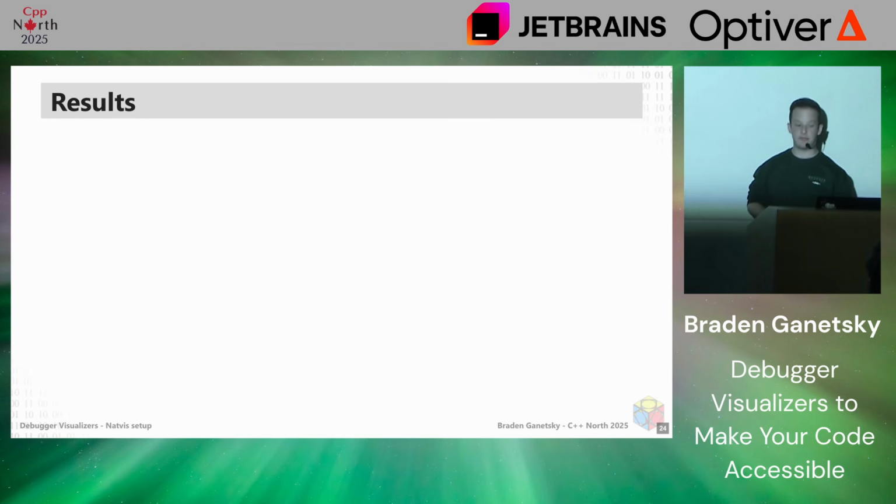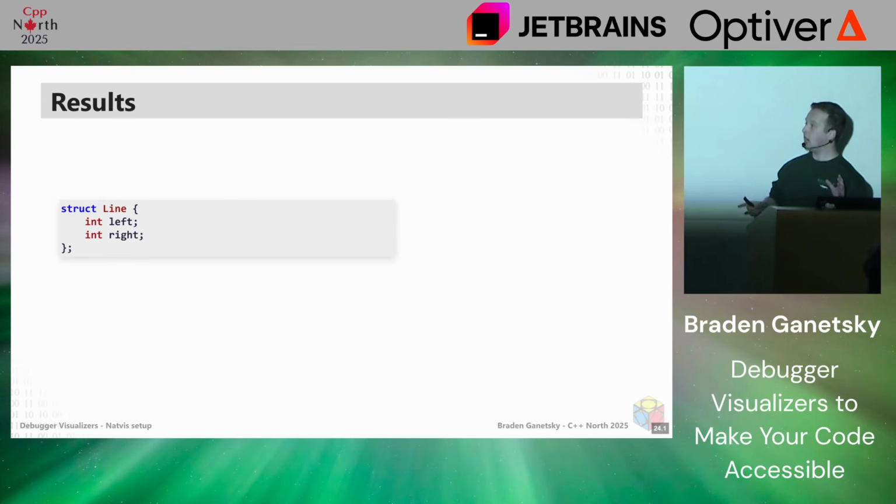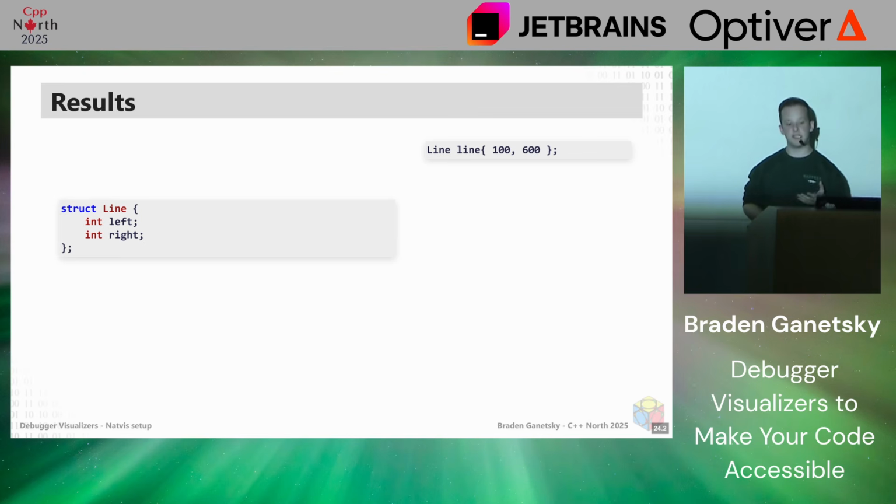And the results are very nice. Let's say I create a line. It has an int left and an int right. I'm imagining like a line on the number line. And then I create this line, I create an object of type line that has 100, 600.